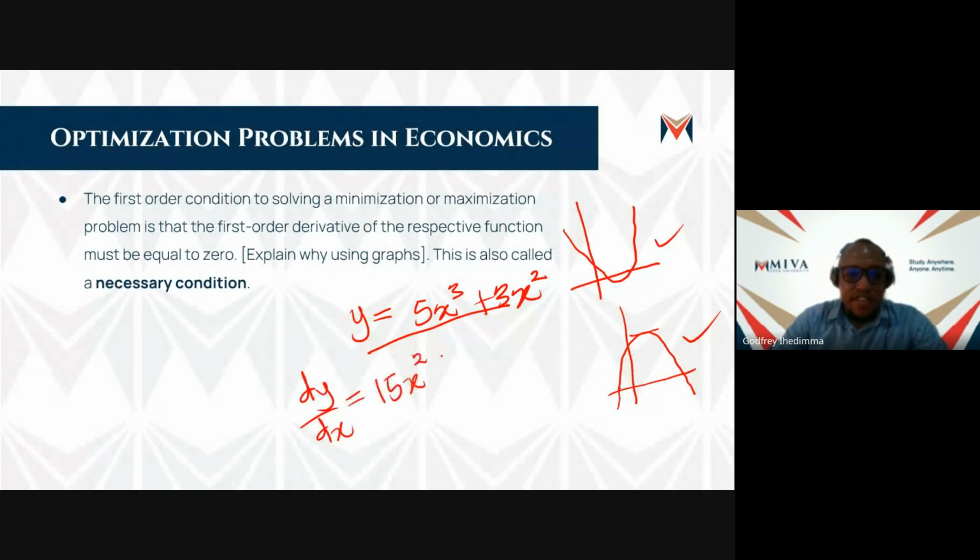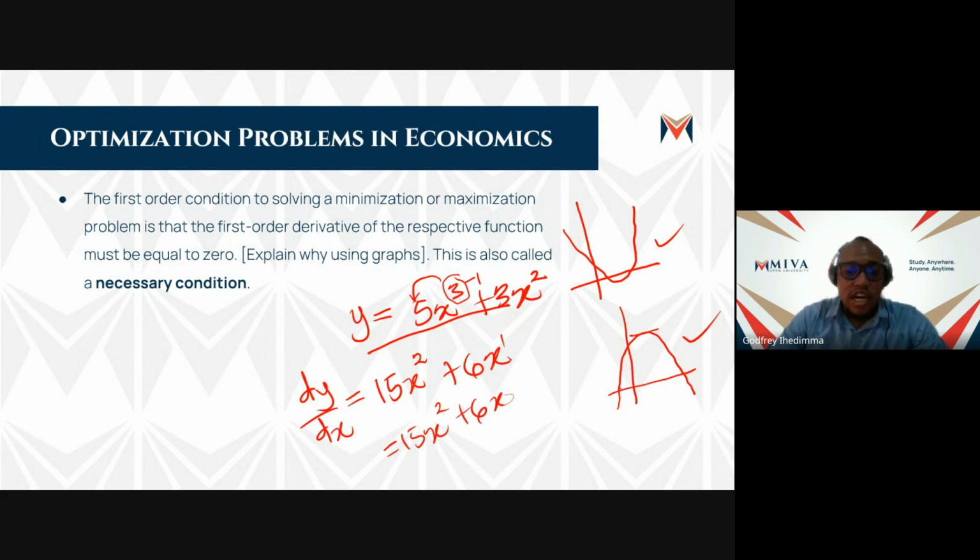15x squared plus 6x. Let me take us through how I got this. The rule of differentiation says that you take the index and multiply it by the coefficient. So 5 times 3 gives us 15. Then from this same index, you subtract 1. That gives us 3 minus 1, which is 2. If you do the same thing here, 2 times 3, 6. Then 2 minus 1, which is raised to power 1. So this gives us 15x squared plus 6x.